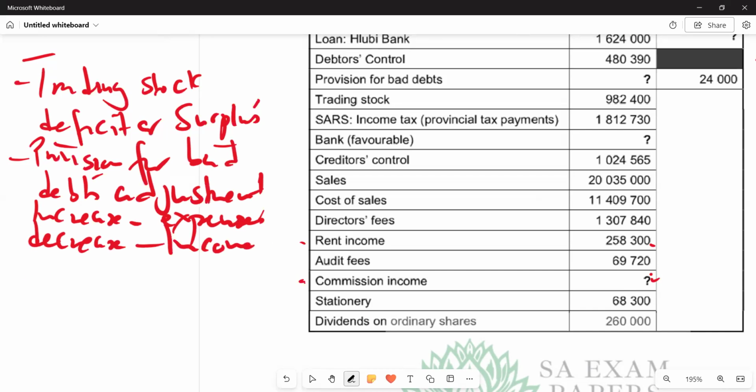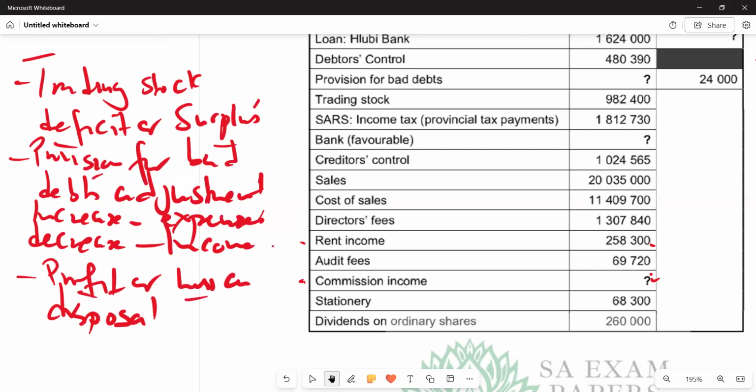Then also, we have the issue of profit or loss on disposal. If there is any non-current asset that was disposed, if it's a profit, it's an income. If it's a loss, it's an expense. So those three are very critical. We need to check them before we go any further. But according to this question, we do not have any non-current asset that was disposed. So we can leave it. Then we check trading stock deficit or surplus, and provision for bad debt adjustment.